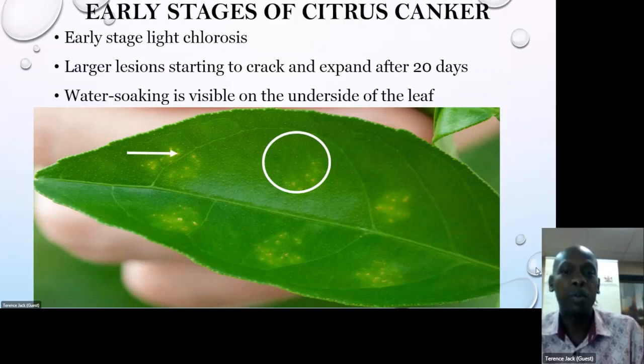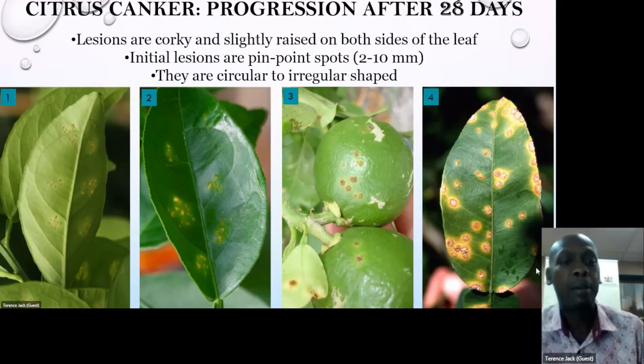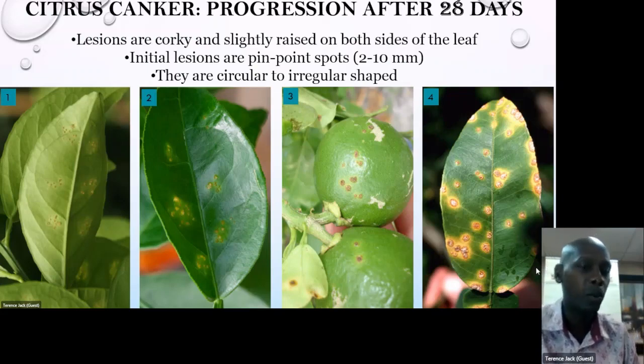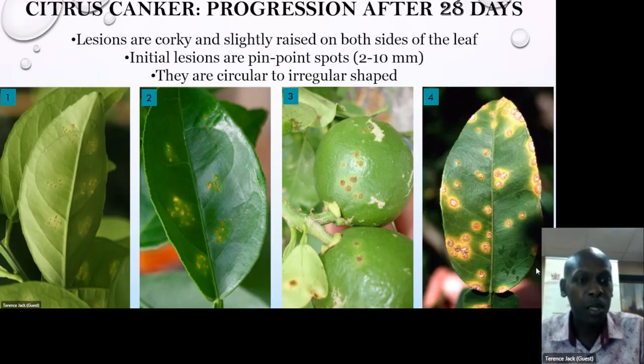So remember, you need to look not just at the surface of the leaf, but also the underside of the leaf to check for the symptomologies and the symptoms associated with citrus canker. And then we look at the progression of the disease after 28 days. Once again, as you see in the illustration, the picture labeled 1, if you look at the underside of the leaf, you can see those symptoms beginning to become more visible and more defined on the underside of the leaf. And it's similar in picture number 2, the symptoms are becoming clearer.